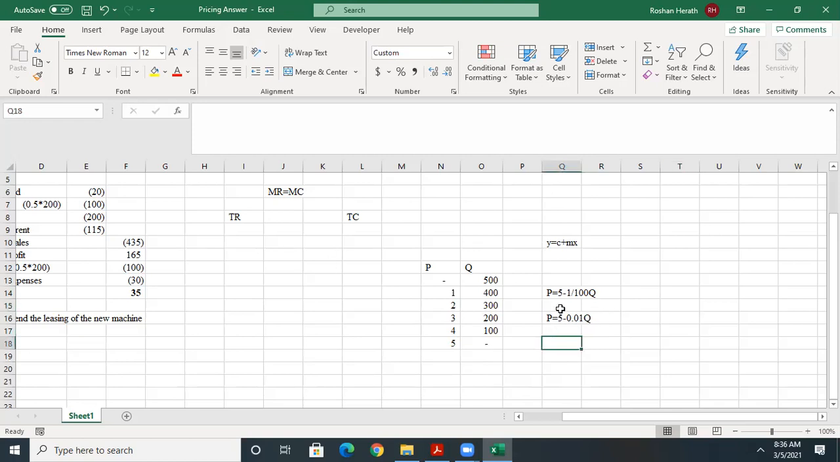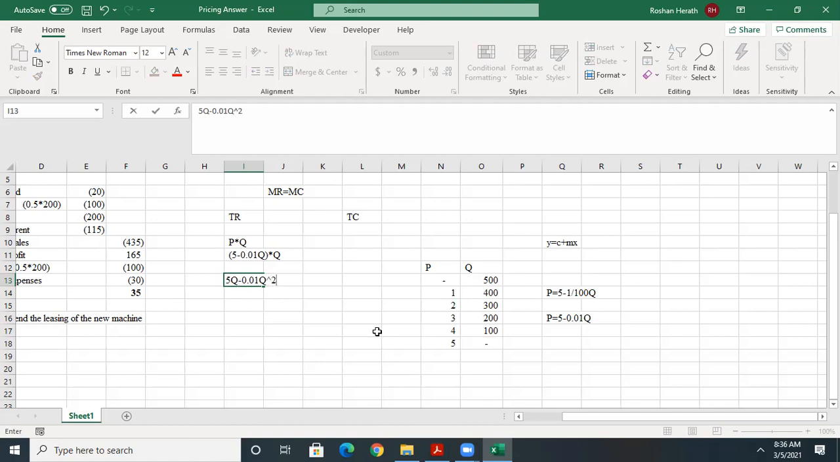Okay. Then in order to get the revenue, you need to multiply this by Q, right? So the total revenue comes as P multiplied by Q. So now you know the P, it's 5 minus 0.01 Q, and get them multiplied by Q. Once you multiply that, your revenue function comes as 5Q minus 0.01 Q to the power 2, right? So that is the total revenue.